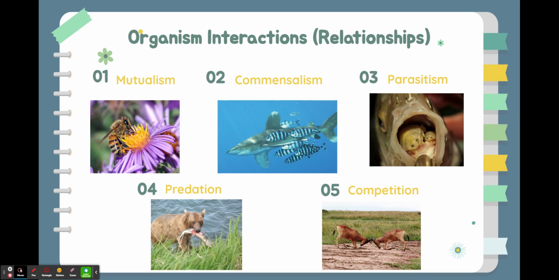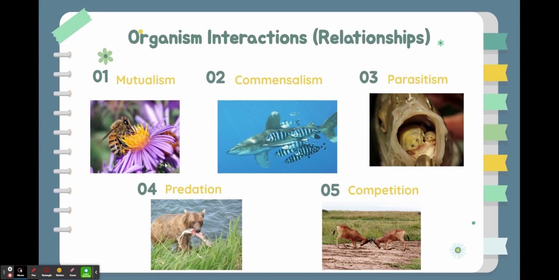For the example here, we're also looking at fish, and certain types of parasites will attach themselves to the bodies of fish. The parasites will feed off the fish's blood or nutrients, potentially weakening the host fish and causing harm. So parasitism, one is benefiting, the other is harmed.